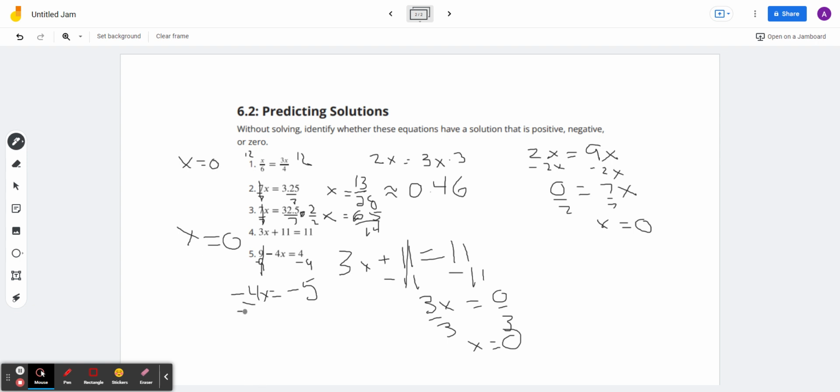And when I divide both sides by negative 4, here, a negative divided by a negative is going to make a positive. And then I'm just going to convert the 5 divided by 4 to a decimal by dividing. And that gives us 1.25. So now you're going to practice solving a bunch of different equations.